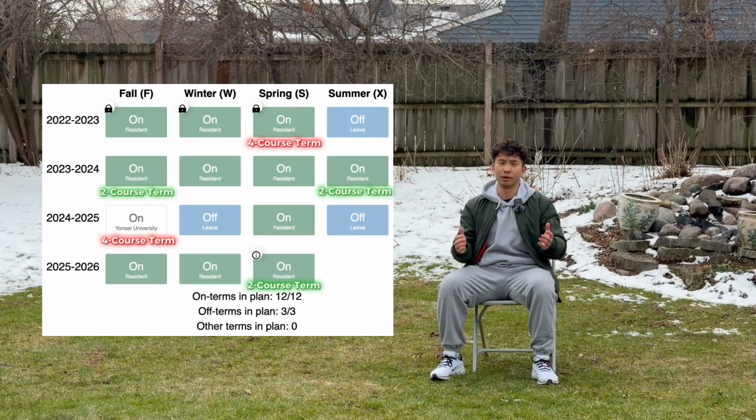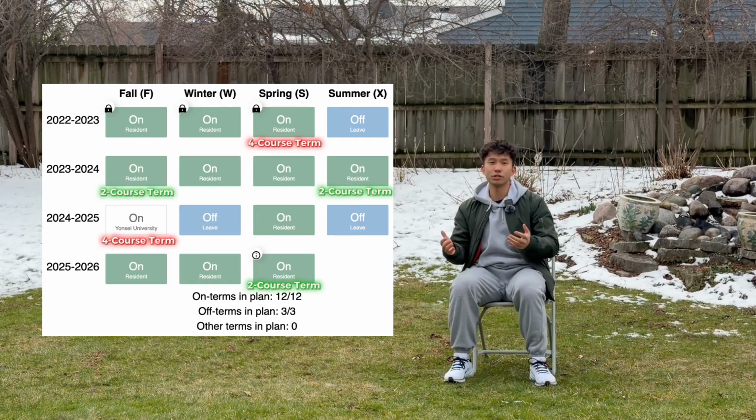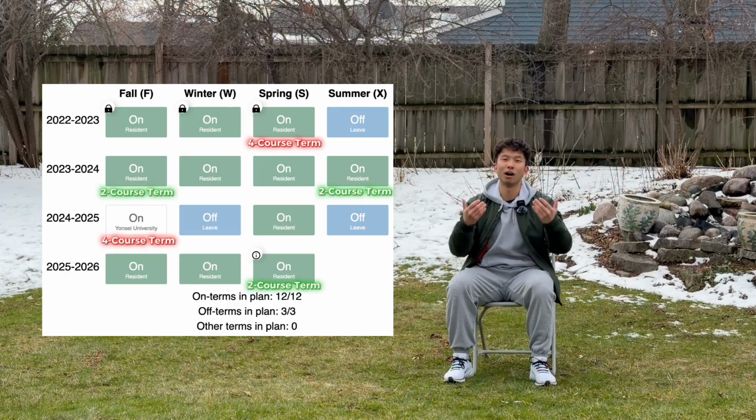Now, this is my Dartmouth plan. You do not have to follow this at all, though a lot of students' plans might look similar, and this is just one example of a Dartmouth plan.